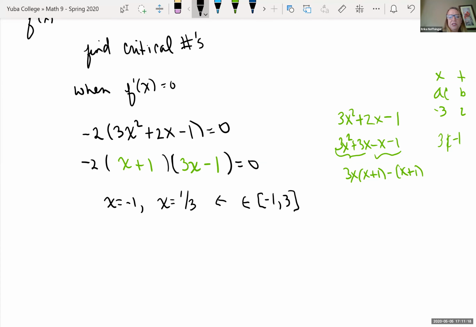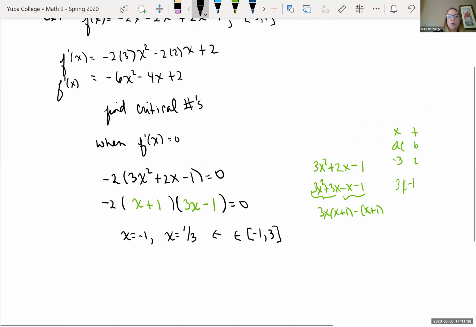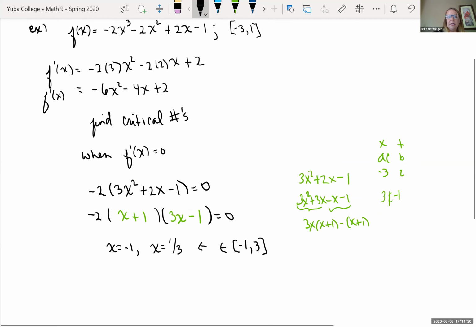And so we don't have to look to see if this is a max or a min at those values. We just need to plug our critical numbers and our endpoints into our original function to see what the number is.